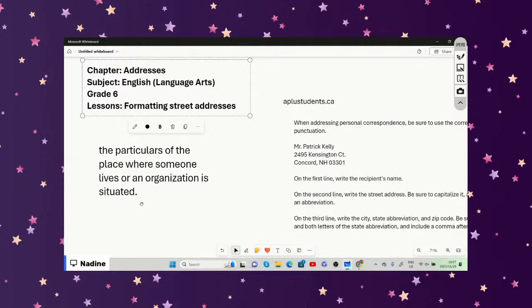But addresses are the particulars of the place where someone lives, or where an organization is situated. That is addresses. So remember, it's a place where you live, a place where you reside.